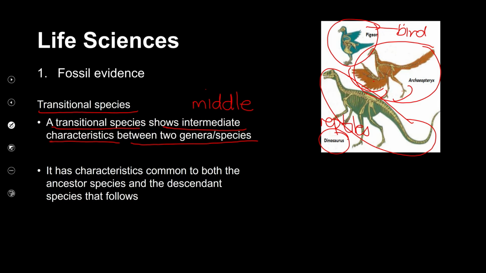So your transitional species, as I said, has characteristics that are common to both the ancestor species, which in this case would be the dinosaurs, and the descendant species that follows, which in this case is the pigeon or the bird.